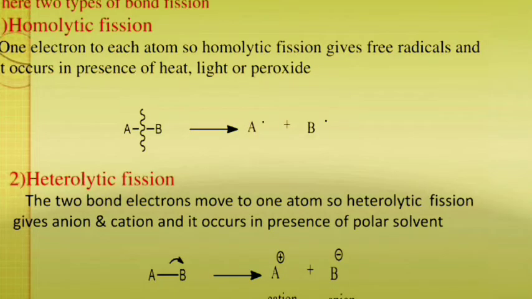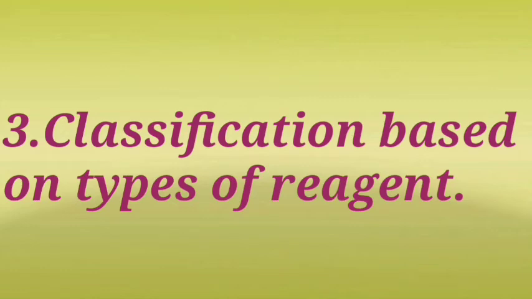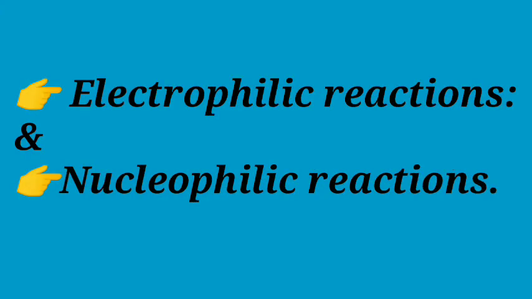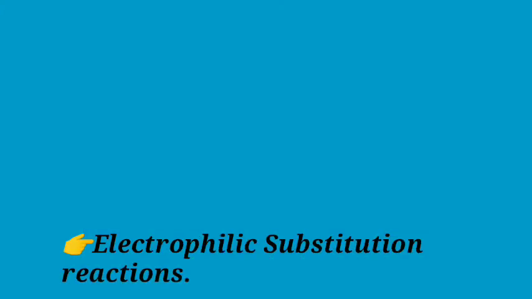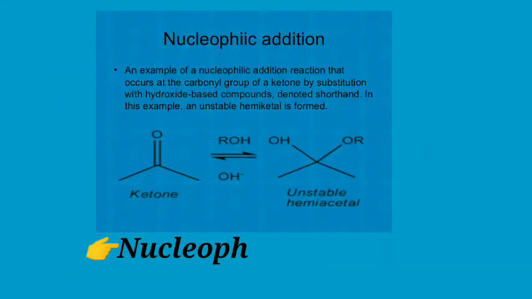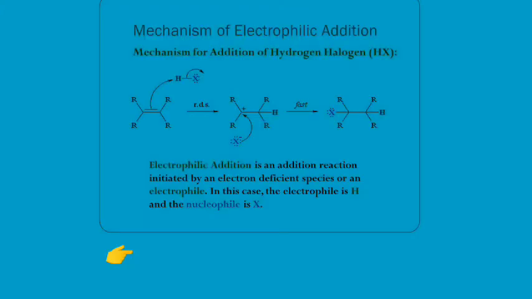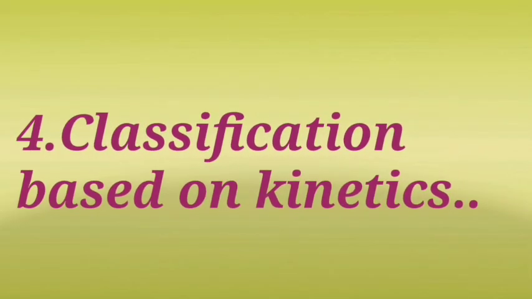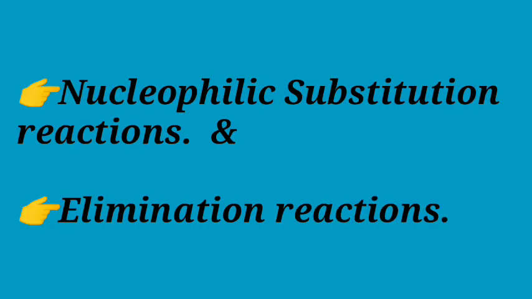The next is classification based on types of reagent, whether the reagent is nucleophile or electrophile. That is, electrophilic reactions and nucleophilic reactions, which are further classified as follows: nucleophilic substitution reactions, electrophilic substitution reactions, nucleophilic addition reactions, and electrophilic addition reactions. And the last is classification based on kinetics, which may include nucleophilic substitution and elimination reaction.